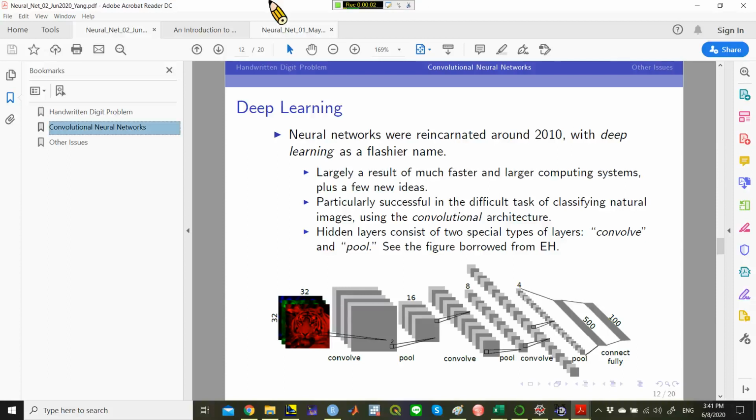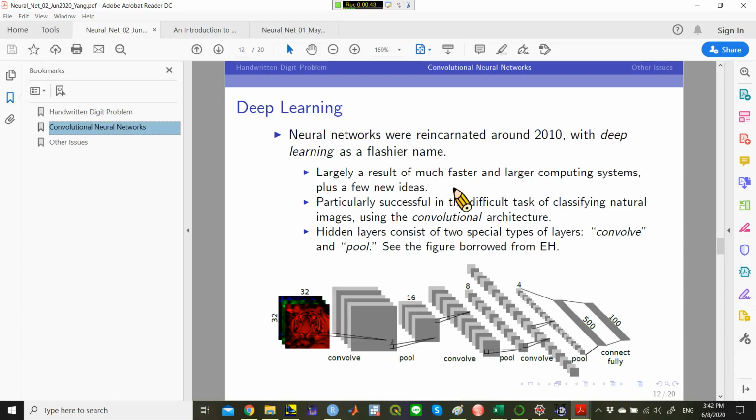Okay, so now we are going to talk about something that can be viewed as something big in neural nets, which is called the convolutional neural network. Again, neural networks were reincarnated around 2010 with deep learning as the flashier name, largely a result of much faster and larger computing systems. Remember, in the 1990s, to train a simple neural net may take 3 days, but now it takes us like 15 seconds to do the same thing. Plus 1 or 2 new ideas.